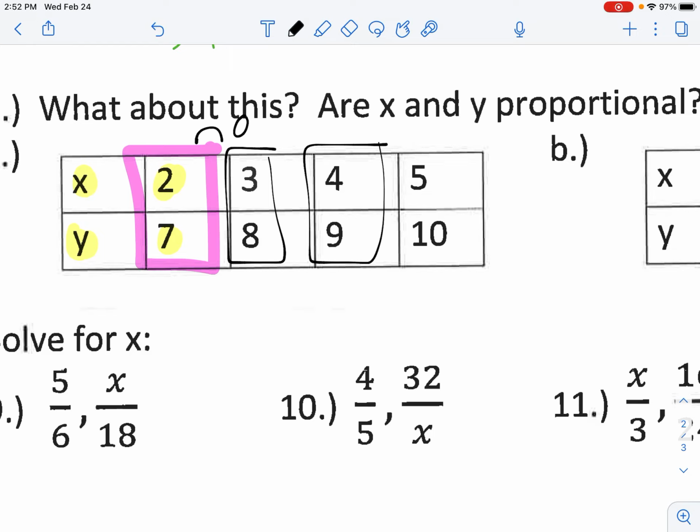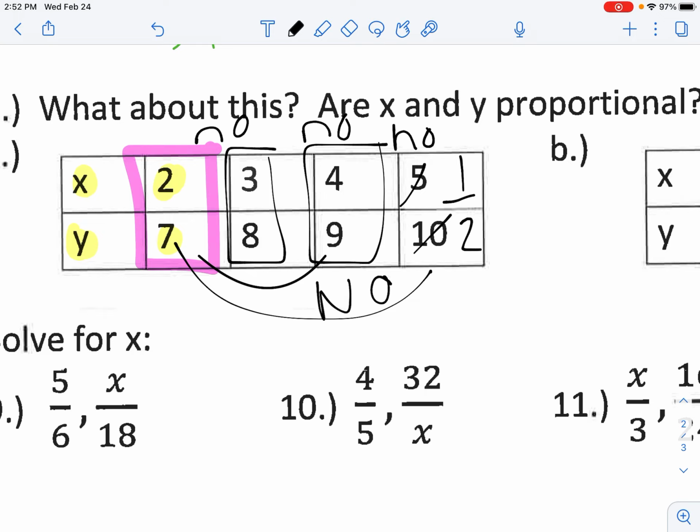4 to 9, can I reduce that one any further? No. Is 2 to 7 equivalent to 4 to 9? No. If I reduce 5 to 10, I get 1 to 2. Is 2 to 7 equivalent to 1 to 2? No. The ratios in this table are not proportional.